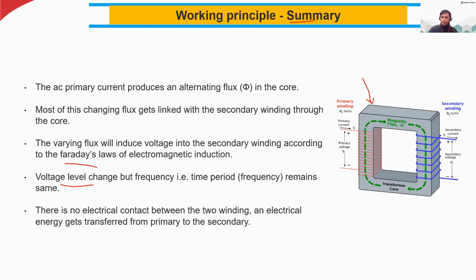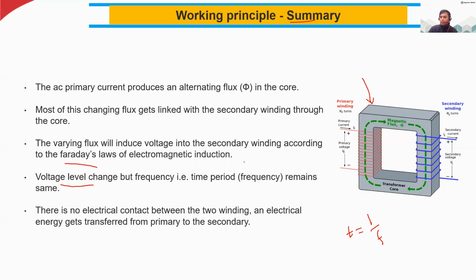So you can see here, the voltage level is changing. You can step up or step down, but the frequency or the time period, both are the same, right? T is equal to 1 by F, or F is equal to 1 by T. So the frequency is not changing at the output. That is good for us in many applications, especially in power stations.